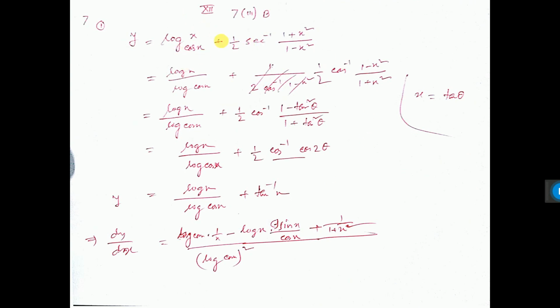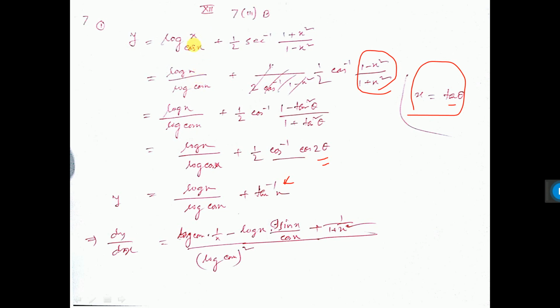Now see, we have to find dy dx. y equals this, and x equals tan theta if you consider. Then here it is half sec inverse, and sec inverse will be cos inverse. 1 minus x square will go up, and 1 plus x square will go down. Now if you put x equals tan theta, then 1 minus tan square theta by 1 plus tan square theta will be cos 2 theta. Now cos inverse cos 2 theta will be 2 theta only. So 2 theta, and half into 2 theta, half and 2 cancel, theta only. Then theta equals tan inverse x from here. So that you write here.